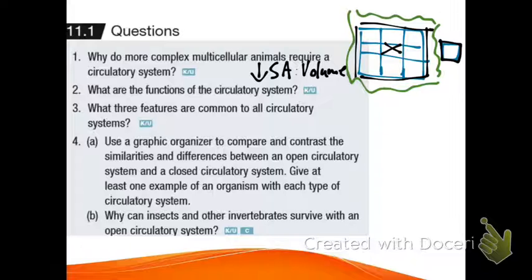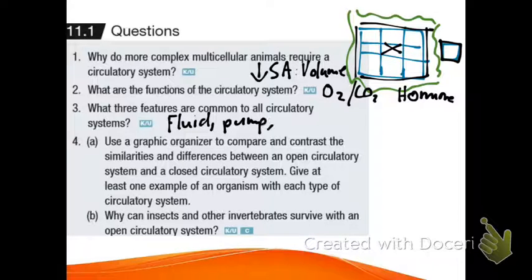Functions of the circulatory system, there was a list there in the slides, including things about oxygen and carbon dioxide, hormone transport, etc. You can look through the slides or the book if you need to find those. Three features common to all circulatory systems, that would be the fluid, the pump, and the tubes that contain the fluid. Graphic organizer I won't go through.